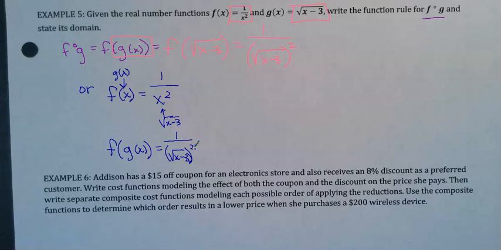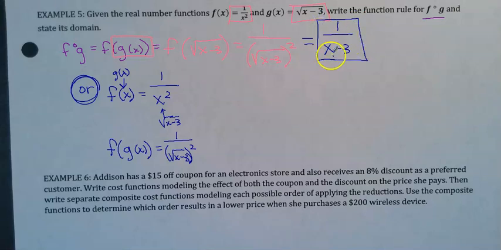Doesn't matter which way you think about getting there, because this is an or. You can think about it either way. But we do need to finish it, so let's go ahead and finish it. The square root of x minus 3 squared is 1 over x minus 3. I can't really do anything else, so this is it simplified.